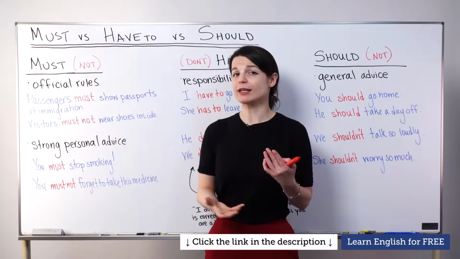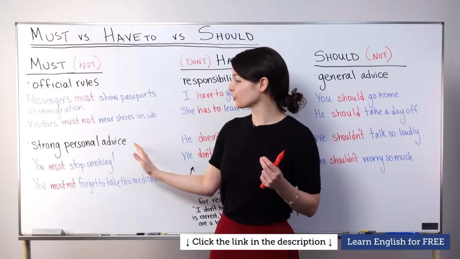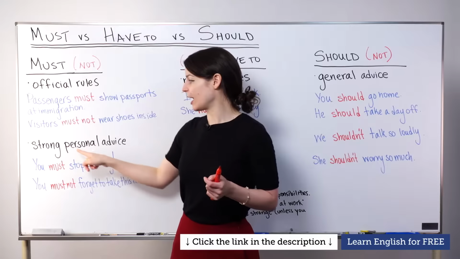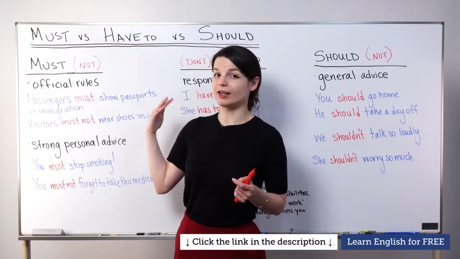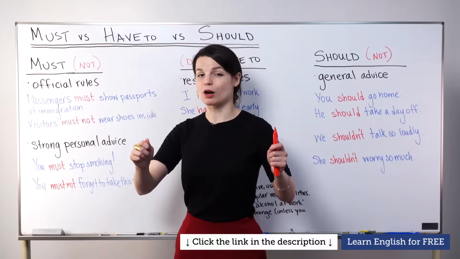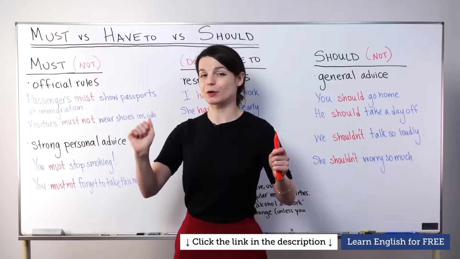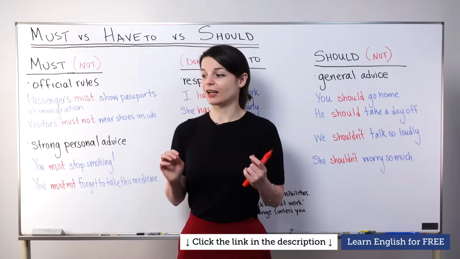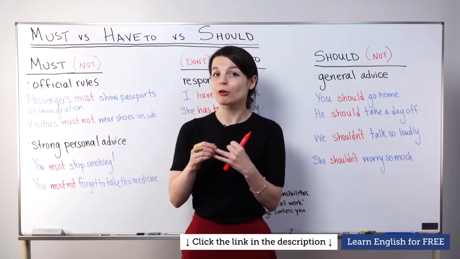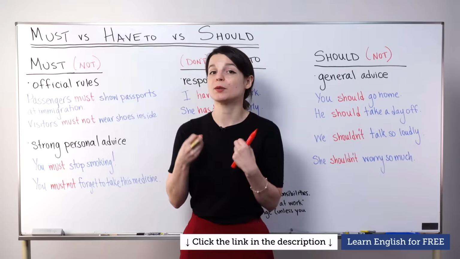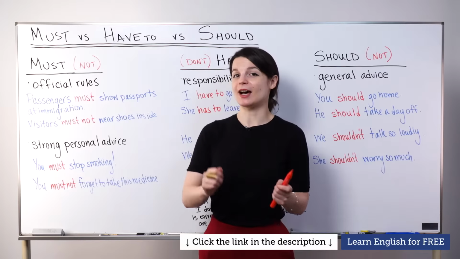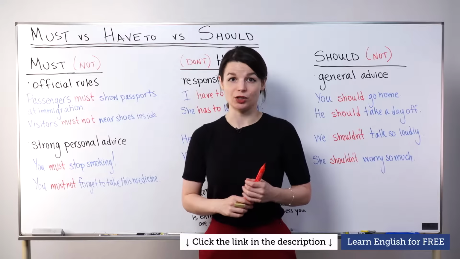The second use of must and must not is for strong personal advice. Strong is the key here. I'm going to talk more about personal advice later in this lesson, but when you want to express strong personal advice, you can use must or must not. For example, like visiting a doctor's office or maybe some other kind of health-related issue or something that's very important to someone's life. You can use must and must not to express advice in those situations.